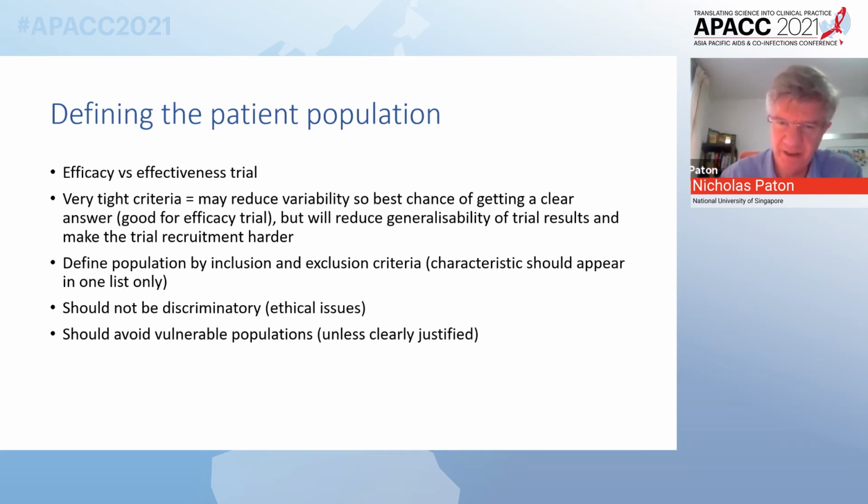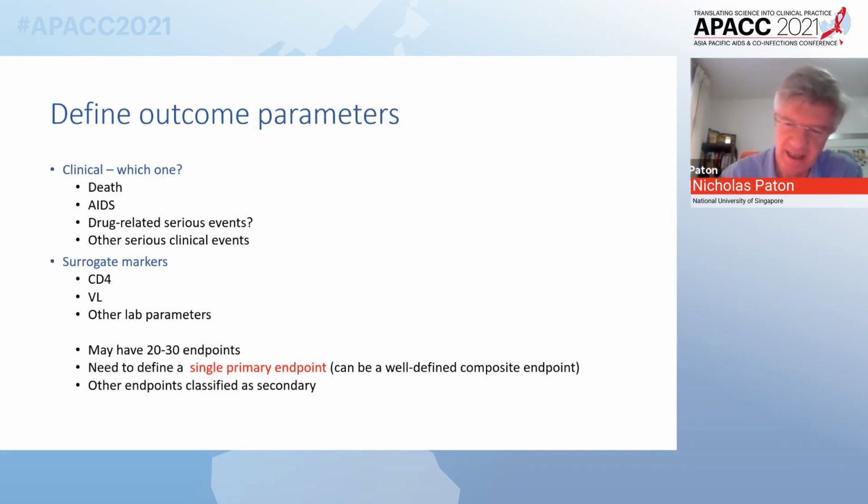Trials shouldn't be discriminatory, and avoid vulnerable populations. And then defining the outcome parameter is also very important. You can test lots of things, measure lots of things, but you have to define one of them as being the single most important thing that you're going to evaluate your intervention on, so a single primary endpoint.